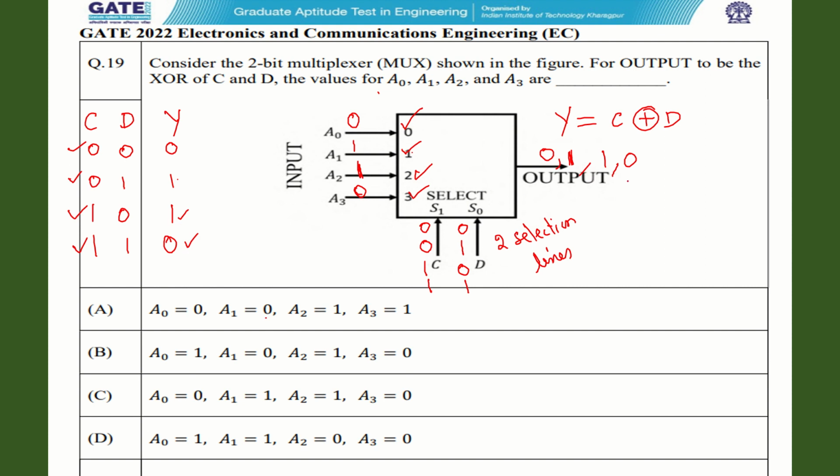Okay. So this is what we require. So A0 must be 0, A1 1, A2 1 and A3 0. So if you check for this combination, this is the required combination. So C is the answer.